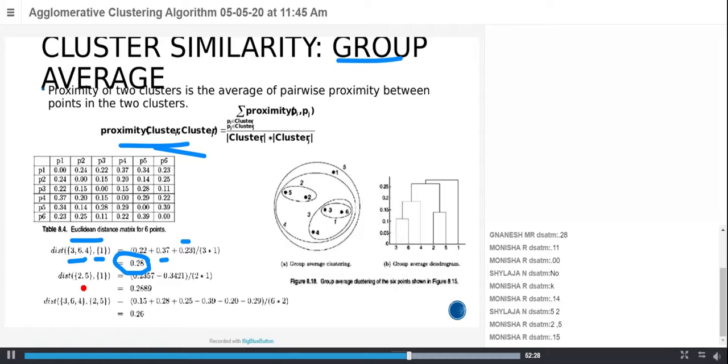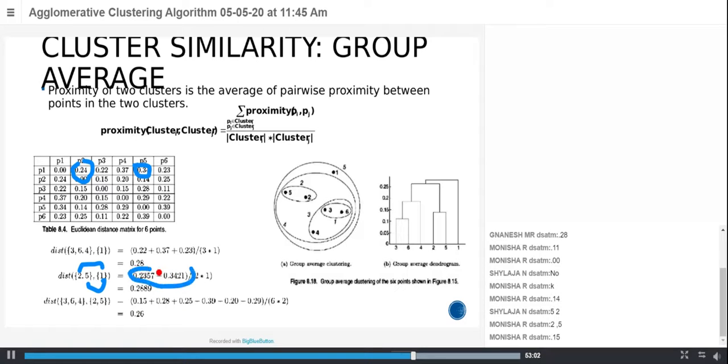So like that, we are going to calculate the average distance. This is just an example I'm explaining to you. Average distance between any two clusters, that is 2, 5 and 1. How to calculate the average distance between these? First we calculate the distance between 2 and 1. What is the distance between 2 and 1? That is 0.24. What is the distance between 1 and 5? This is 0.34.